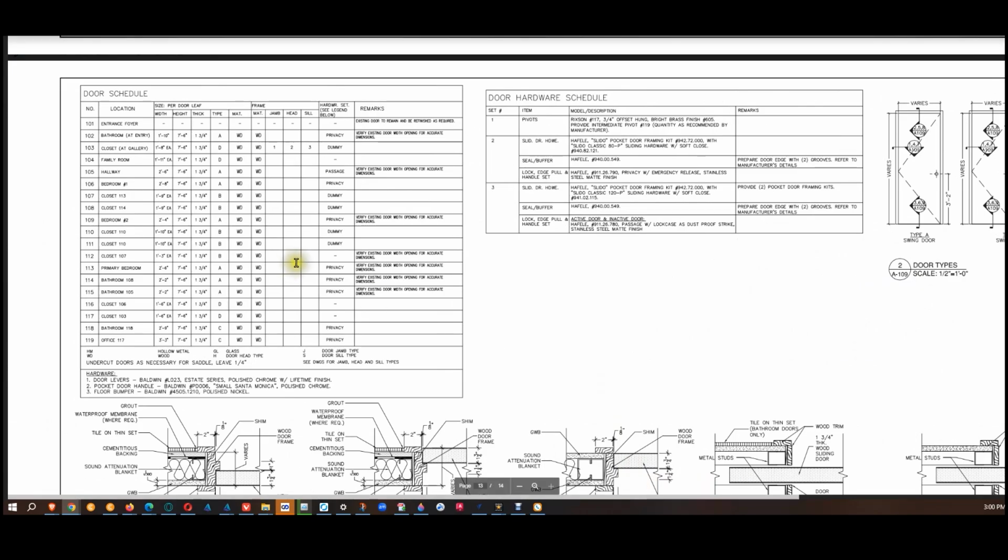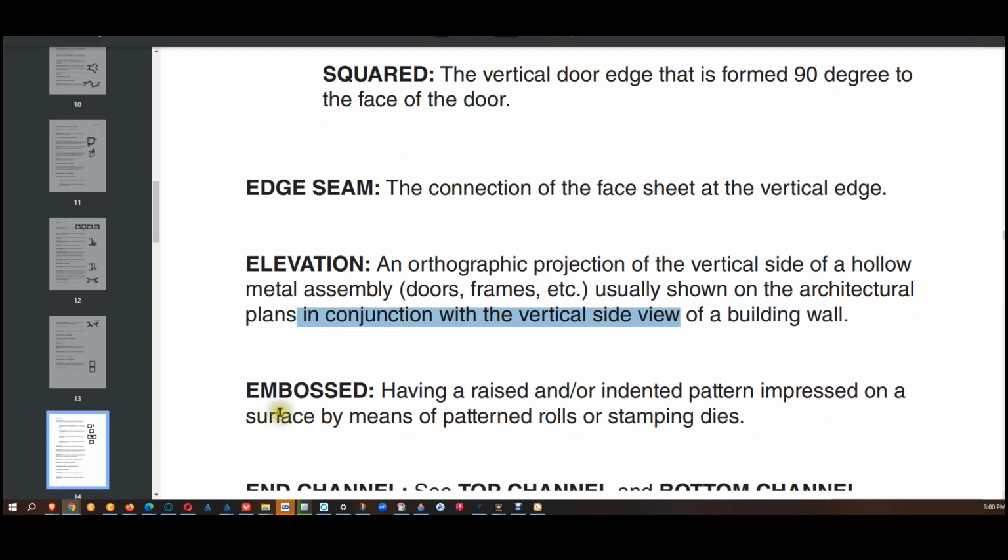And there's not going to be a lot of pity or sympathy if the door type is wrong, even though it's still shown. Anyway, so the next definition is going to be embossed. I know what that means. Let's go on to the next definition.